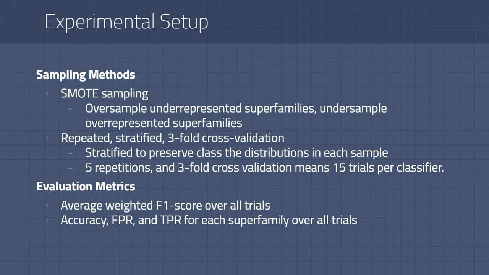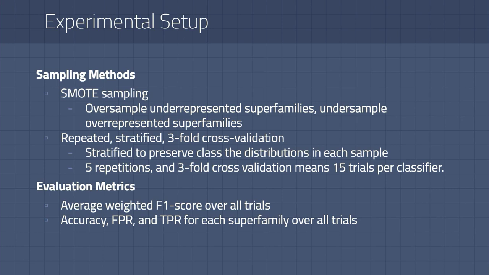In our experimental setup, we utilize the SMOTE sampling technique in order to oversample underrepresented superfamilies and undersample overrepresented superfamilies. We also utilize repeated stratified threefold cross-validation. We utilize the stratified version in order to preserve the proportions of each of the classes in each sample. And we utilize 5 repetitions, meaning 15 trials per classifier.